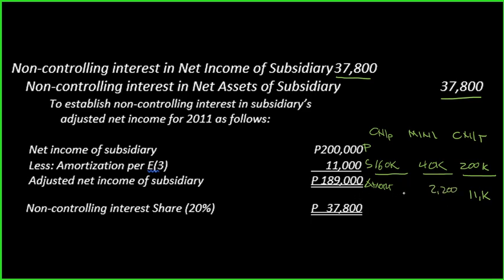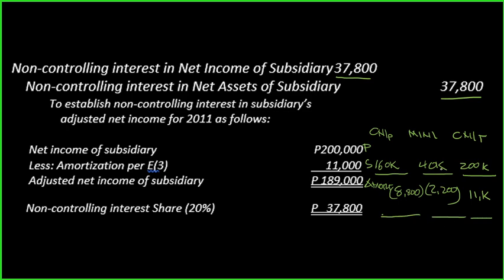Okay. And 80% will be 8,800. Okay, i-deduct natin yan dito. So, wala na ibang adjustment. Sana may deferred gross profit pa sana or realized gross profit. Pero wala na eh. Walang ka-challenge.